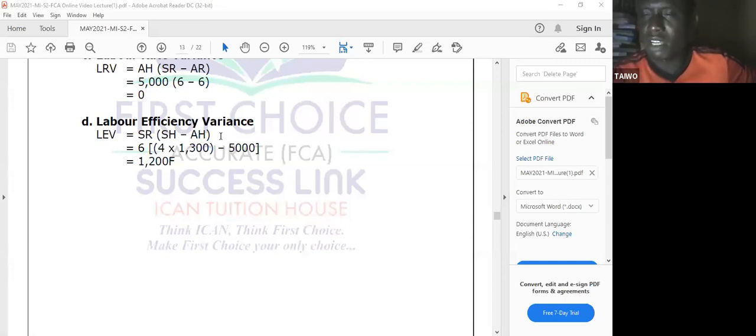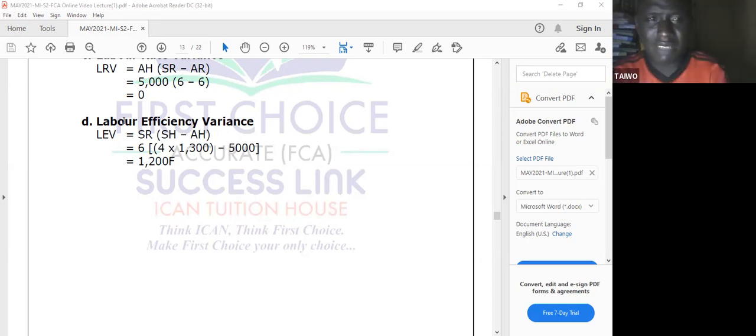Now, the next one is labor efficiency variance. It means: how efficient are the workers? To know how efficient the workers are, you need to measure their efficiency in terms of labor hours, in the sense of how many labor hours you are expecting to use, and how many labor hours you actually use. How many labor hours do we envisage to use? That's our standard hours. And how many labor hours do we actually use? That's our actual labor hours. The difference between standard hours and actual hours will tell you whether they are efficient or not.